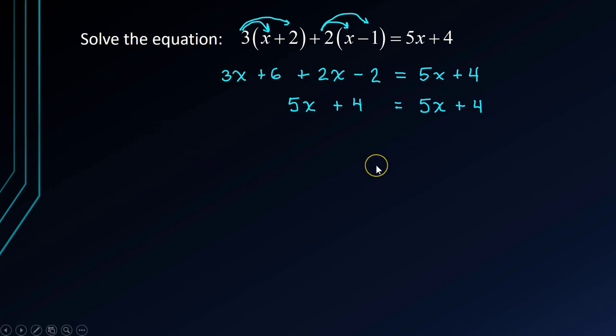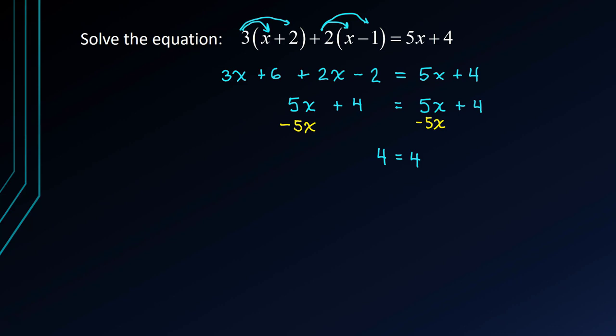But if you don't recognize it here, obviously the next step would be to try to get my x's on one side of the equal sign. So I'm going to subtract both sides by 5x to try to move it to the left. And when that happens, it cancels on both sides. And I'm left with the equation 4 equals 4.